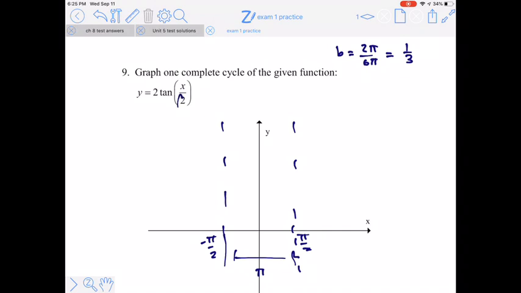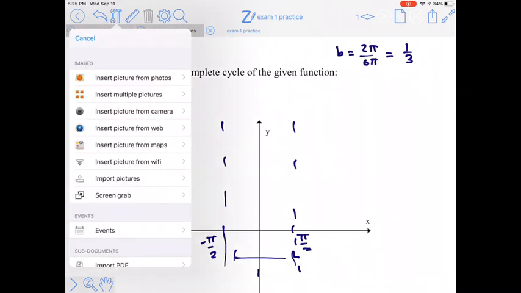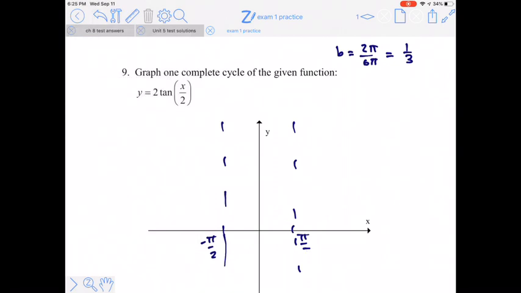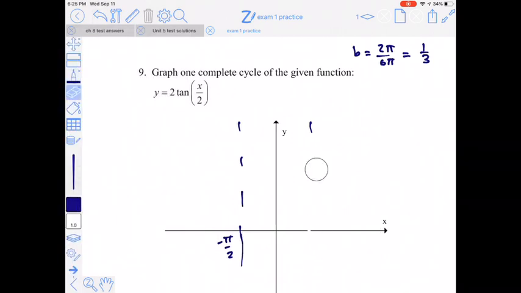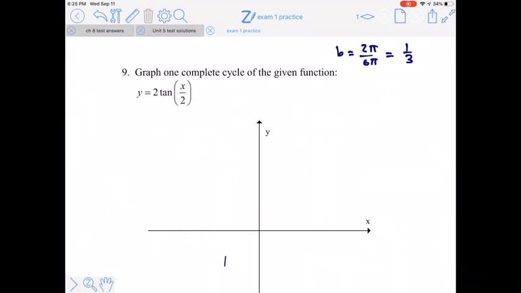That's the parent function, but we've got some transformations here. We've got this change in it and that change in it, so that may increase or decrease the distance between our vertical asymptotes, right? So we need to find the period first. Period of sine and cosine, let's review this right now. 2 pi over b, that's how we find the period. The period of tangent and cotangent is pi over b.